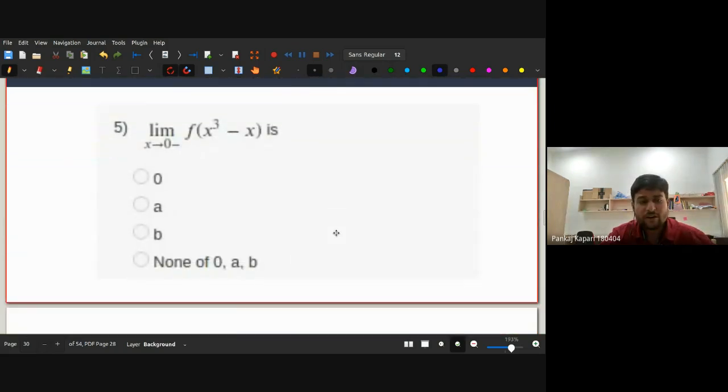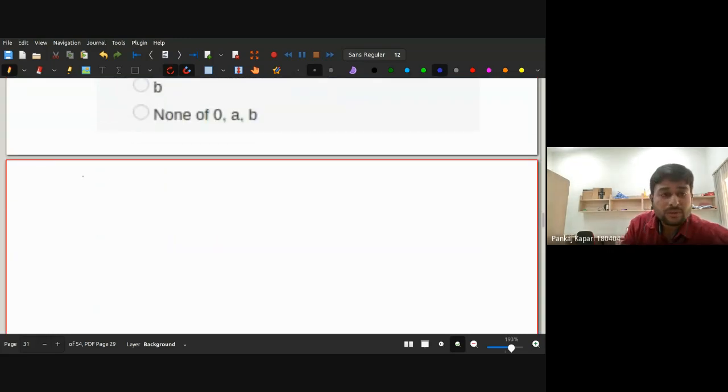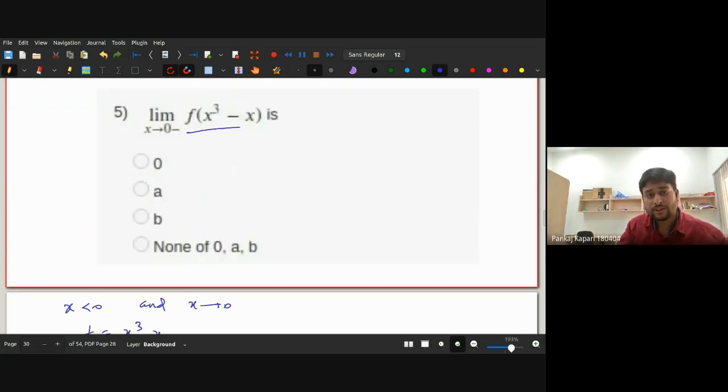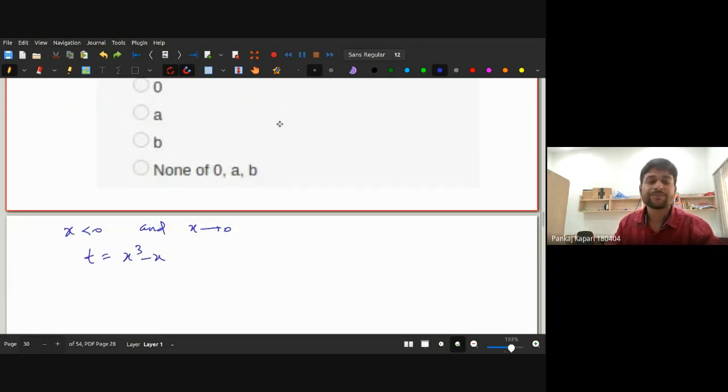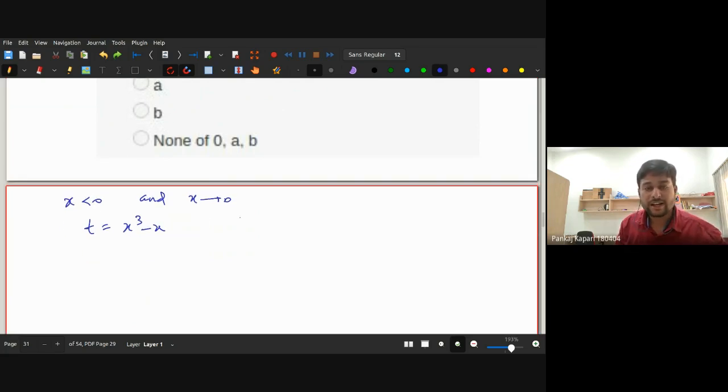So this is again the same kind of problem, but now x is approaching from the left hand side. Okay, so x is less than 0 and x approaches 0, and we again take t to be x cube minus x. It's the same limit we have to find, but when x approaches 0 from the left hand side. And we have seen that if x is negative, we just assume that x lies between 0 and minus 1.